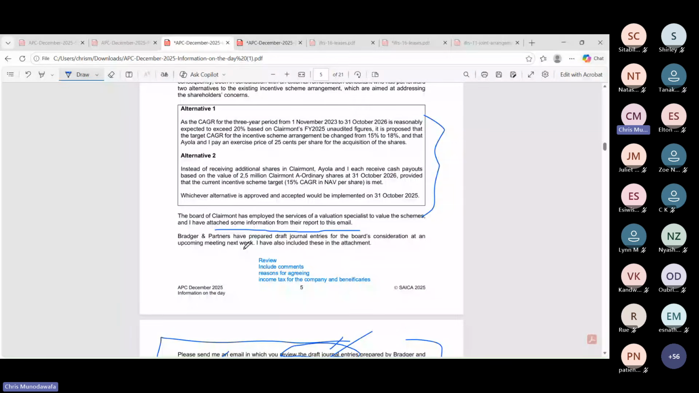My asks in this circumstance: number one, I'm reviewing the journal entry for alternative 1. I'm going to review the journal entry for alternative 2. I'm going to agree or disagree and give reasons. I'm going to outline the tax implications for Claremont. I'm going to outline the tax implications for Iola and Zeria.